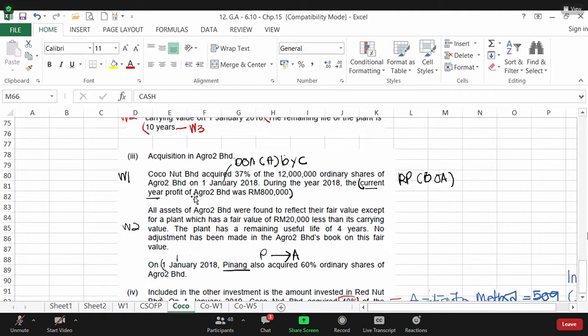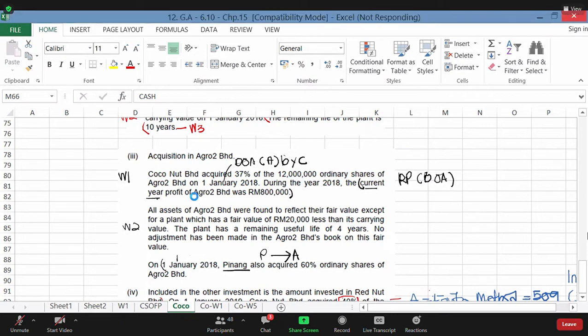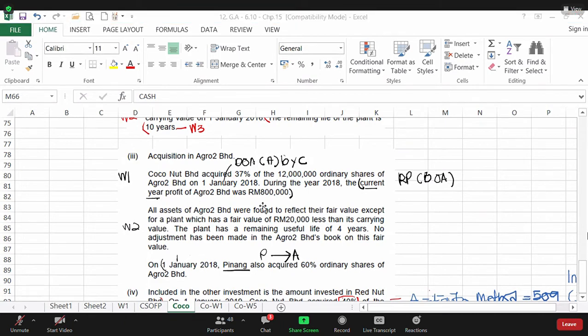I give you a clue. You need to do a reverse. You need to do a reverse calculation to find RP at DOA. This is retained profit. This is not retained profit. This is net profit for the year.